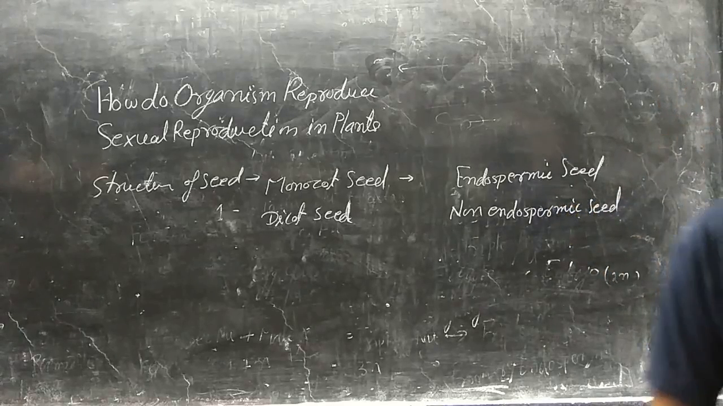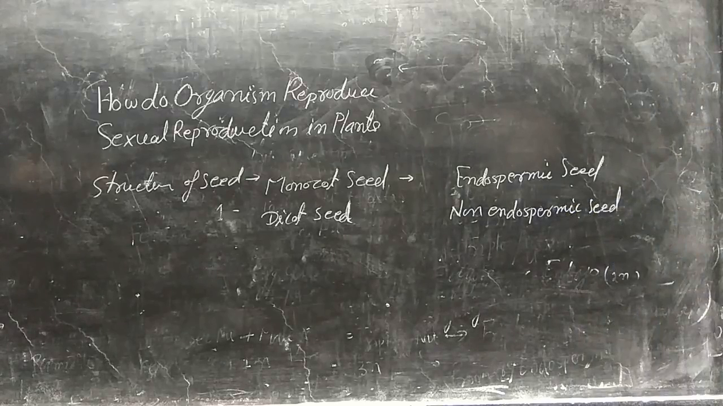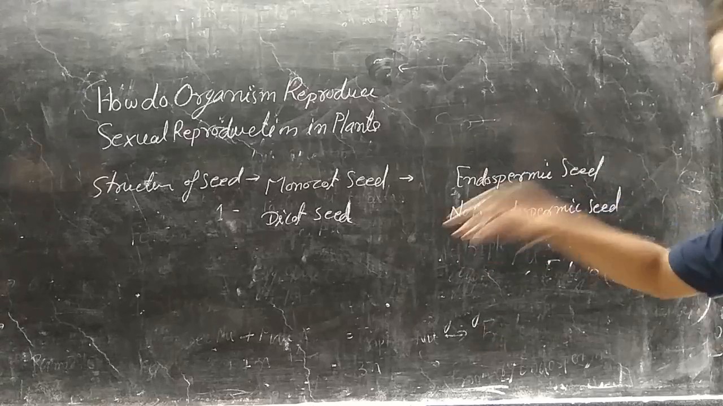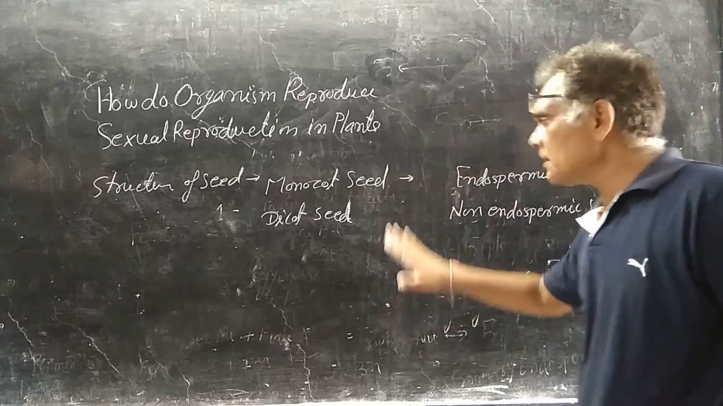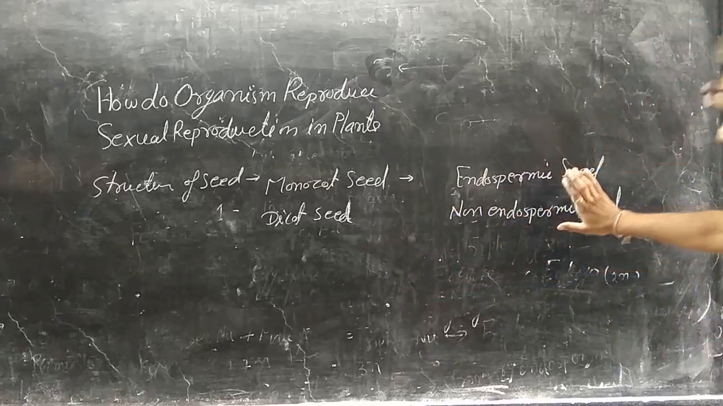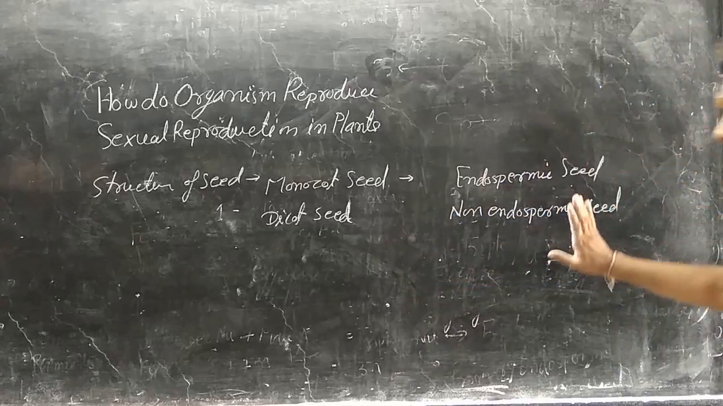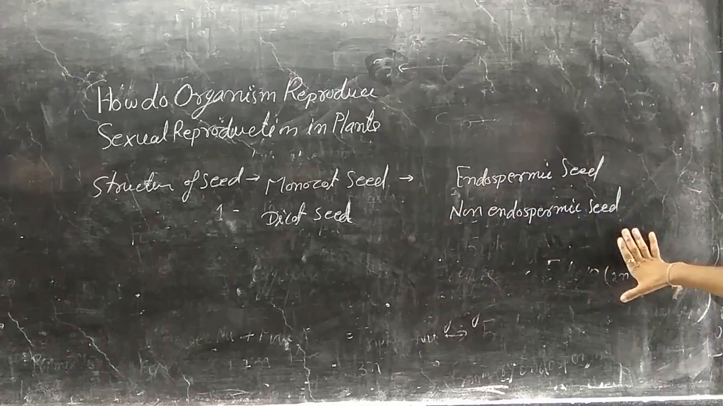Endospermic seed means after the development of the embryo, if the endosperm remains inside the seed, that is an endospermic seed. अभी जो हमने बात की एंडोस्पर्म की, वो एंडोस्पर्म अगर एम्ब्रियो के डेवलप होने के बाद भी सीड में रहता है तो उसको एंडोस्पर्मिक सीड कहते हैं. अगर वो खत्म हो जाता है तो उसको नॉन एंडोस्पर्मिक सीड कहते हैं.